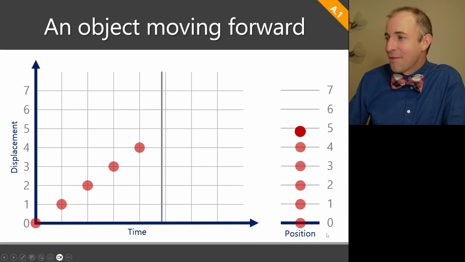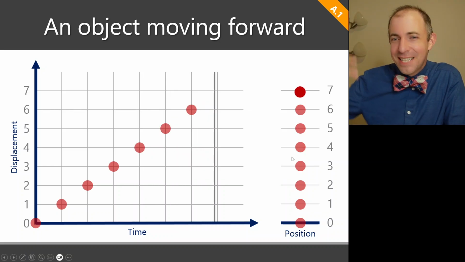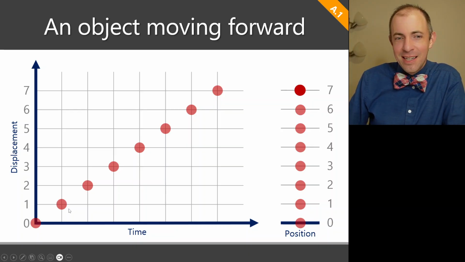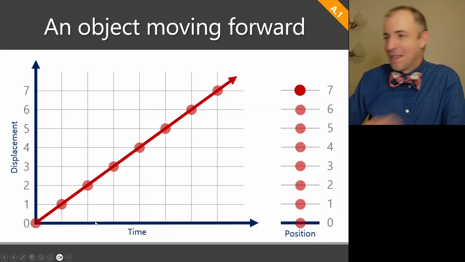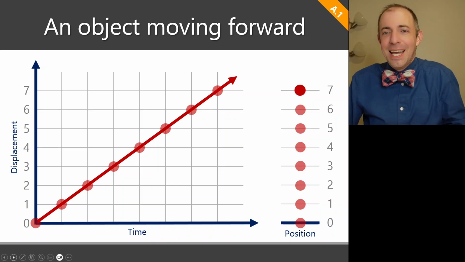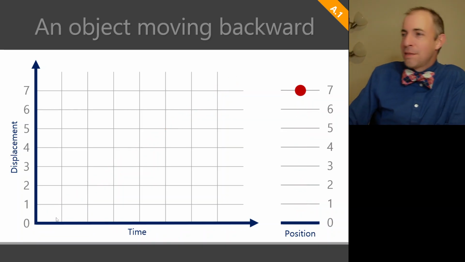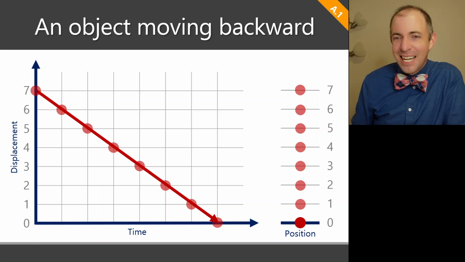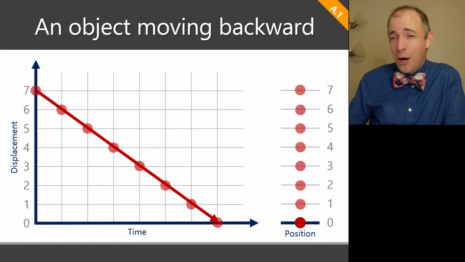Okay, if I set something in motion, let's say it's moving forward, here it's a little bit more interesting. At every time interval, it has moved exactly 1 meter. So my stroboscopic photograph looks like this, and my graph looks like this. It's a very constant motion moving forward, starting at 0 and going up. If I have an object moving backward, say it starts at the 7 and it moves down, it's going to look very similar, but now it has a downward slope.